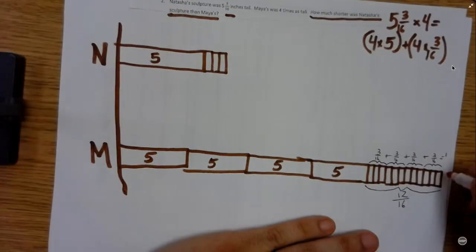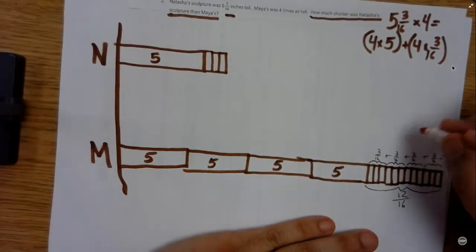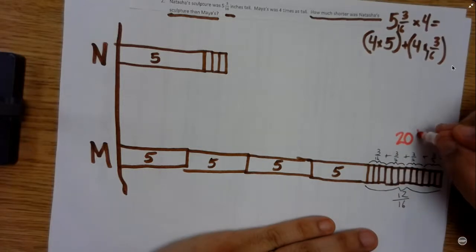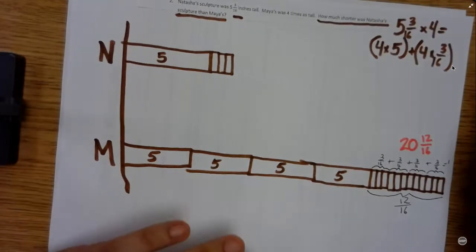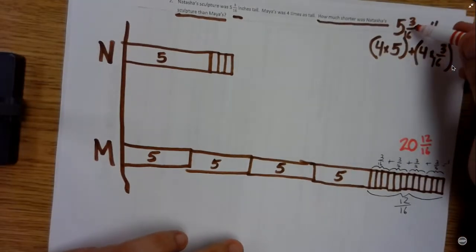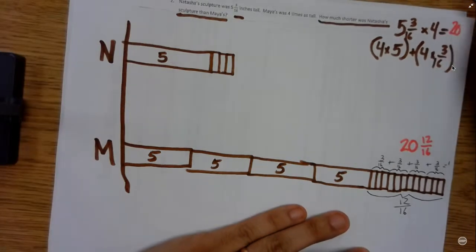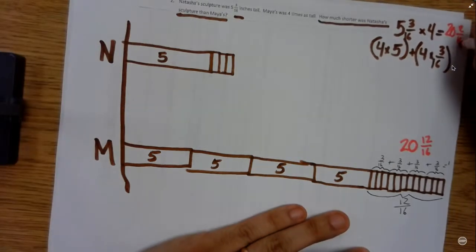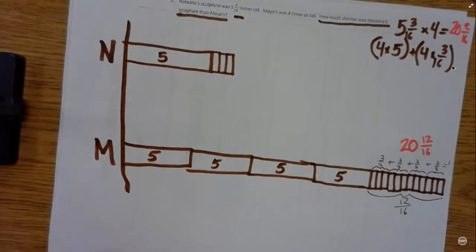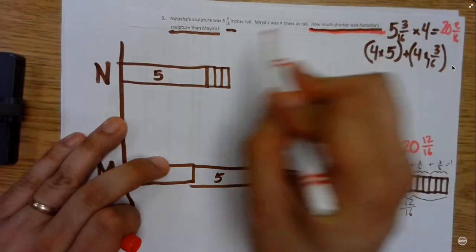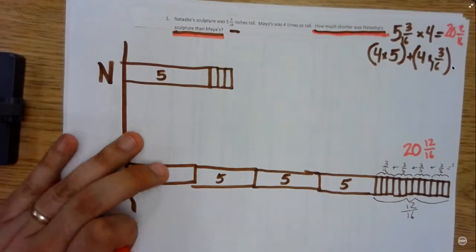Normally I'd put it off to the side here, but I'm out of room, so I'll just put it over here. I'm looking at 20 and 12/16. A lot of people might think that I'm done. After all, 5 and 3/16 times 4 is 20 and 12/16. But that's not my answer, because we have to come back to the original question: how much shorter was Natasha's sculpture than Maya's?